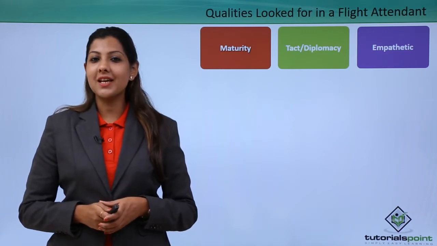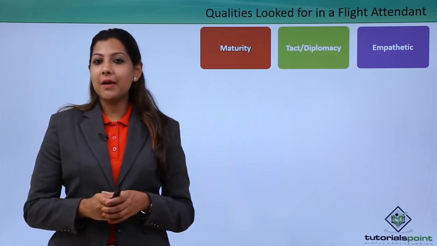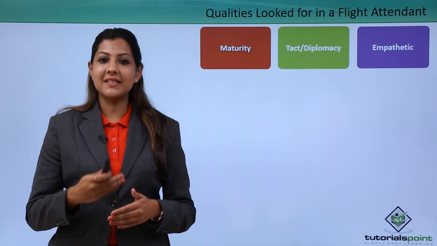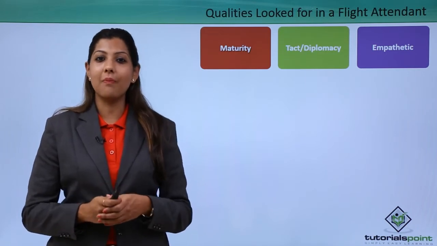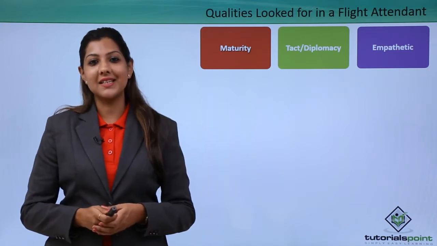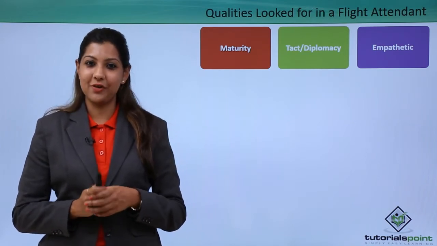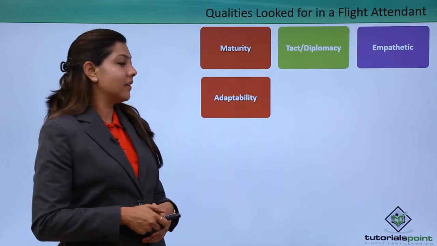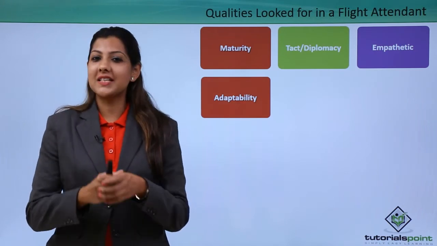Now, what is being empathetic? Empathetic means being able to feel, or rather be in somebody else's shoes and think from that person's point of view. When you're really doing that, you're being empathetic, and that's another quality required for a cabin crew. A cabin crew also needs to be adaptable.